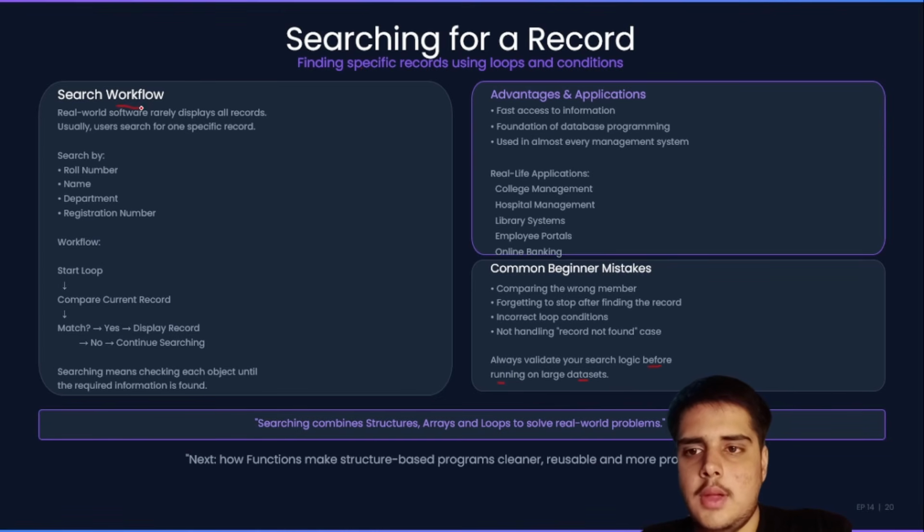The search workflow: real world software rarely displays all records. Usually users search for one specific record, either by roll number, name, department, or registration number. So the workflow is start loop, compare current record, match? If yes, then display the record; if no, then continue searching. That's how easy it is. Searching means checking each object until the required information is found.